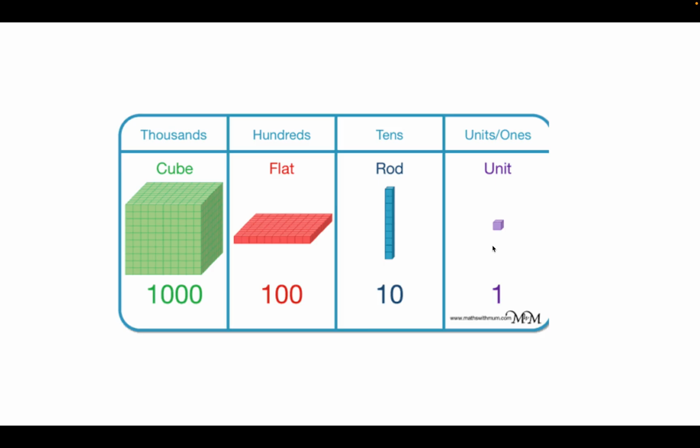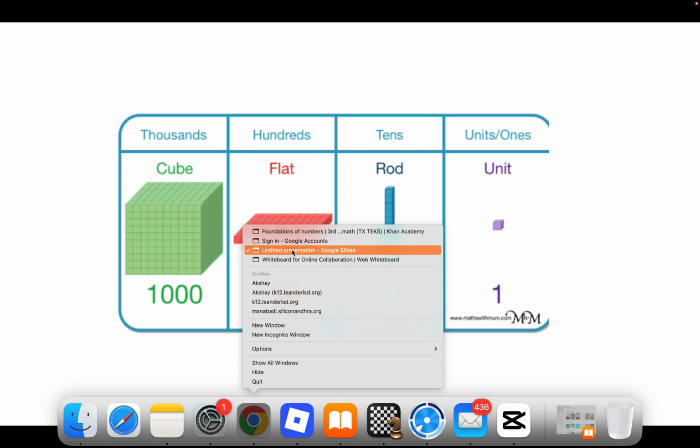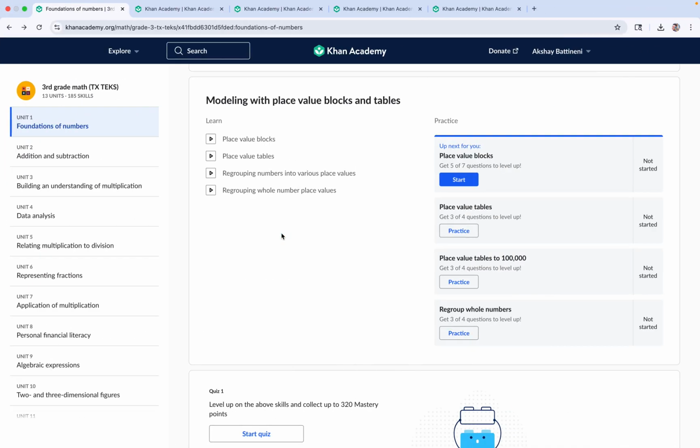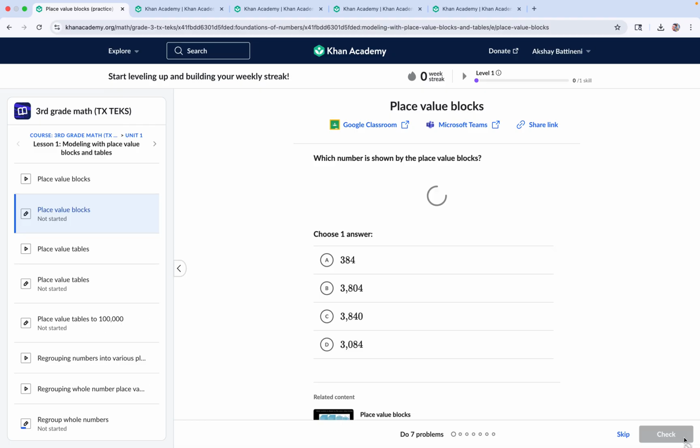So now we have learned all this. Why don't we put that knowledge to use and do a few practice problems? Okay, so we're going to use this site called Khan Academy. It's a really good and fundamental site for all grades all the way up to high school. I really recommend it, and I'll put the link in my description if you want to use it. So let's first go with place value blocks, which we just learned, so it should be pretty easy.